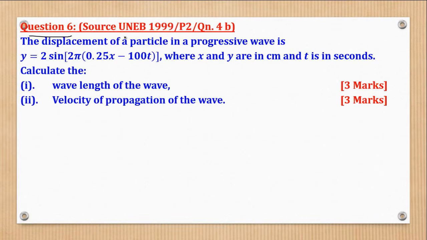Question 6 came from UACE 1999, paper 2, question 4b, and it says the displacement of a particle in a progressive wave is this, where x and y are in centimeters and t is in seconds. Calculate, Roman 1, the wavelength of the wave, and Roman 2, the velocity of propagation of the wave.